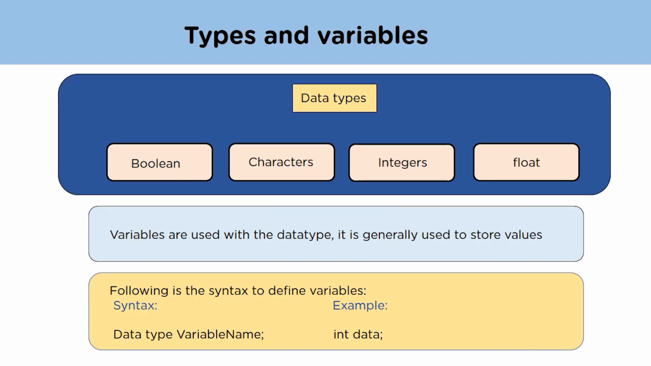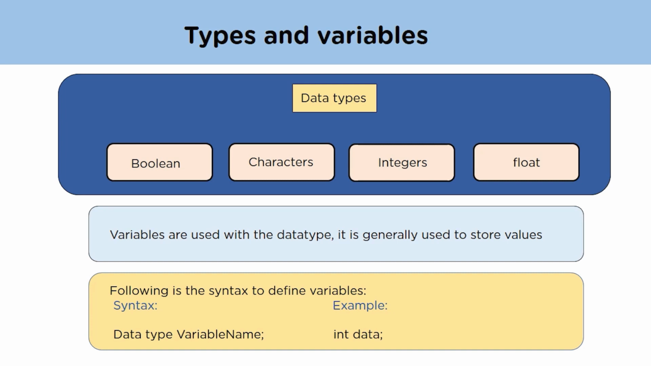Coming to types and variables. In C++ there are different data types that act as keywords which are responsible for defining a variable. First is the Boolean data type. This keyword is used when we have two values, either true or false, and these values are used when there are conditions. For example, if the condition is satisfied, then it's true, otherwise it will return false.